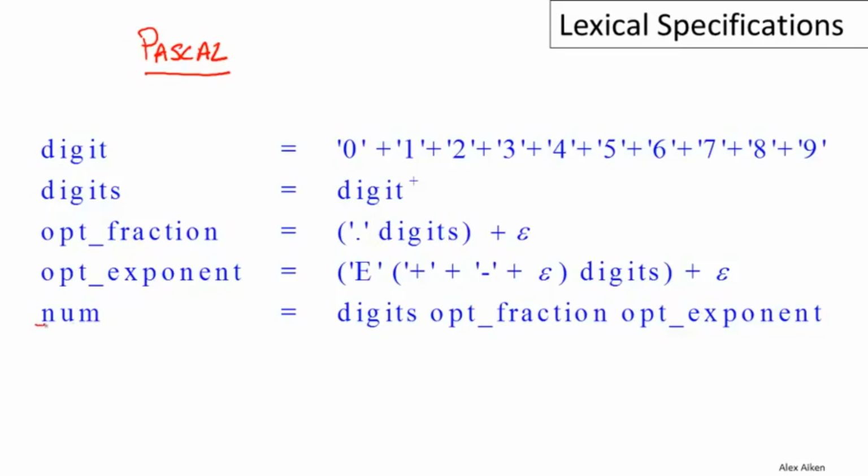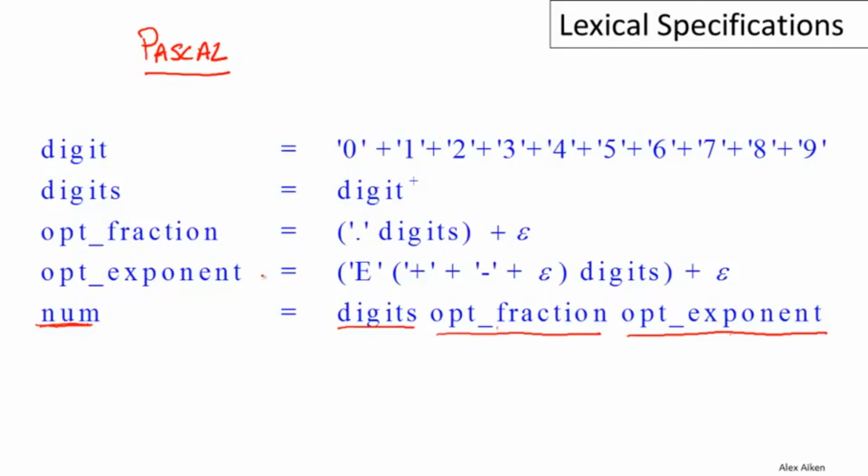I'll start at the bottom and look at what the overall definition of a number is. So a number consists of three things: some digits, an optional fraction, and an optional exponent. So we're dealing here with floating point numbers. A floating point number can have a bunch of digits, and then it can be followed possibly by a fraction or not, and that can be followed possibly by an exponent or not. And the idea, although we can't see it just from this particular definition, is that either the fraction or the exponent can be present independent of the other.